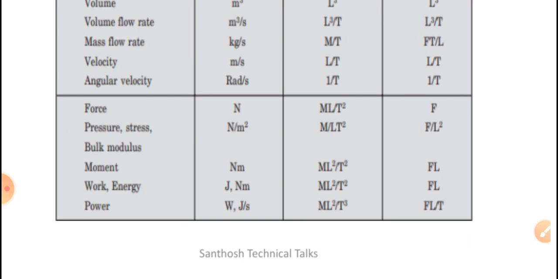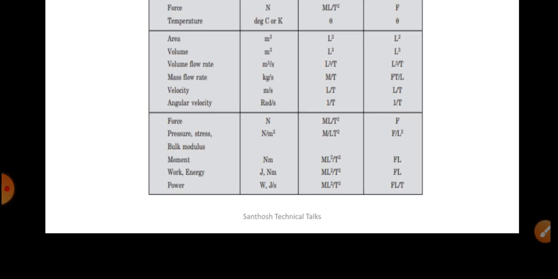And pressure or stress, or we can say bulk modulus, all the elastic constants, the units are newton per meter square, that is M L power minus 1 T power minus 2 in the MLT system. And moment is newton meter, that is M L square T power minus 2. And work or energy is also newton meter or joule, M L square T power minus 2. And power is watt or joule per second. Therefore, M L square T power minus 3.